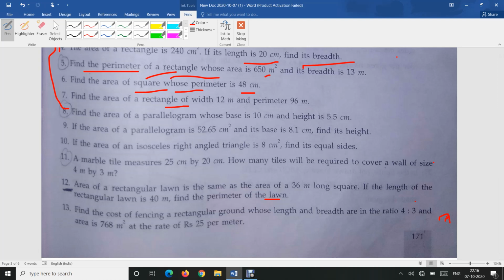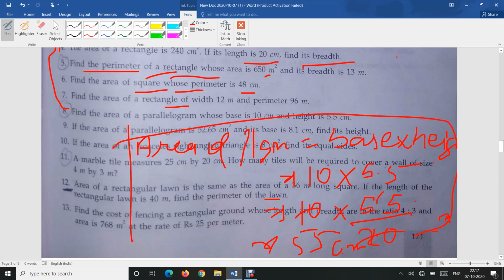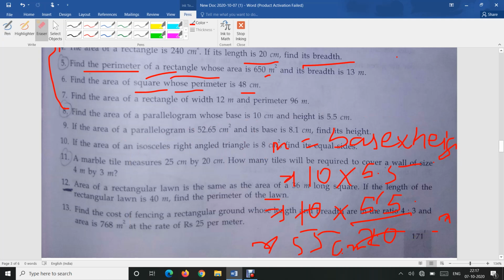Area of parallelogram is simply equal to base multiplied by height. Base is 10 centimeter and height is 5.5 centimeter. Now you can multiply 10 with 5.5 and you will get 55. So the area of parallelogram will be equal to 55 centimeter square. This will be the answer for this question. Hope you understand this question also.